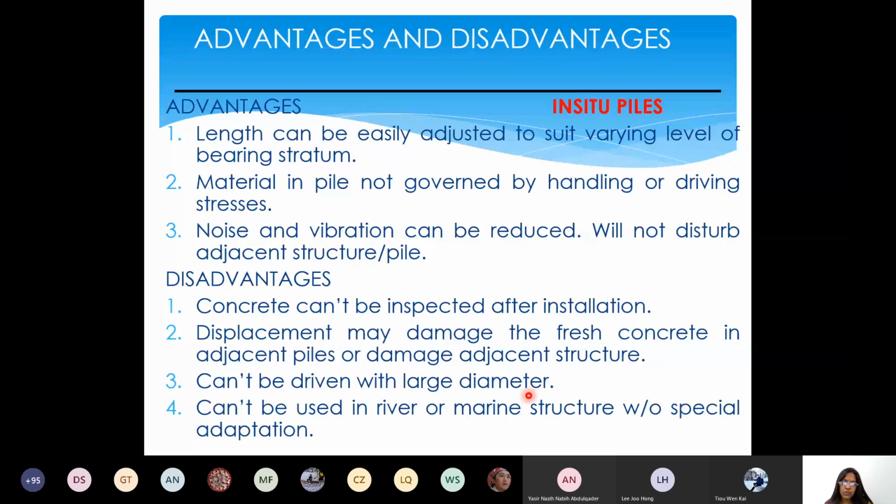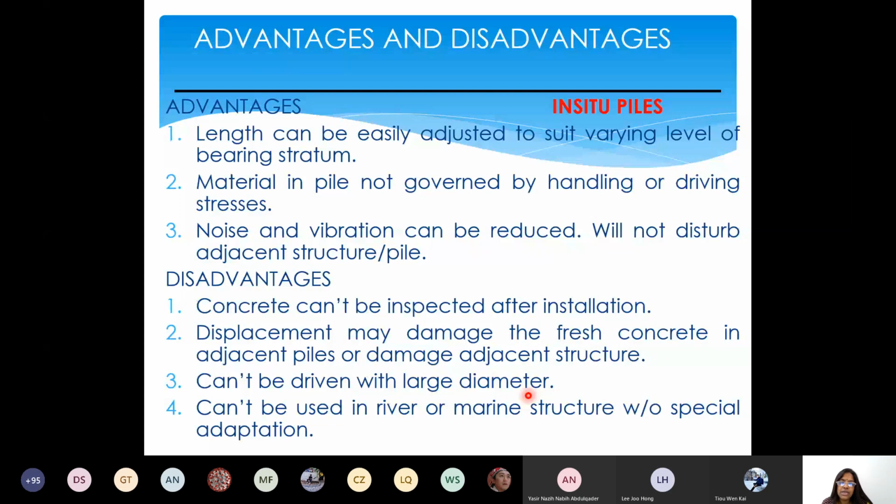Can't be driven with large diameter, right? There is a chance it takes longer, right? The piles are very deep, deep into the ground. So you have to make sure that proper settlement, proper compaction, proper pouring, and proper thickness of the concrete should be achieved at each and every layer of the concrete, right?